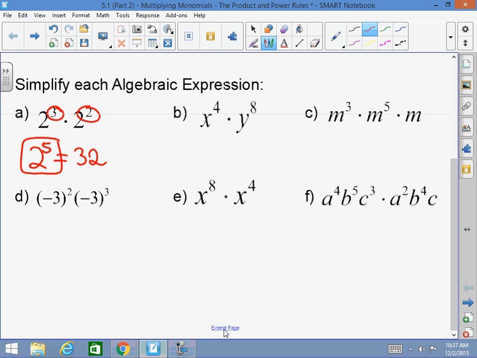X to the 4th times y to the 8th is simply x to the 4th times y to the 8th. Why didn't I do anything? Because the bases are not the same. If the bases are not the same, I cannot combine the exponents, my brothers.